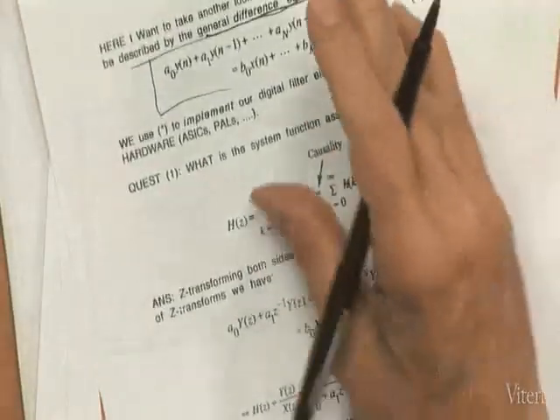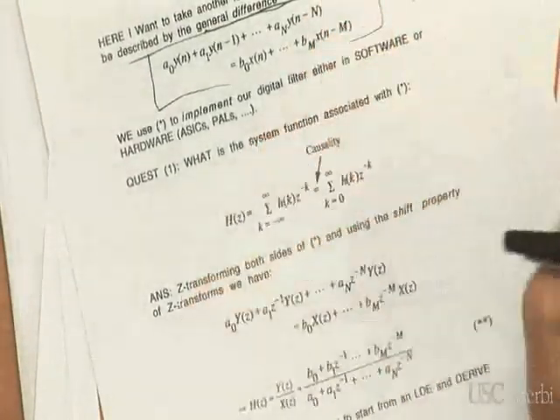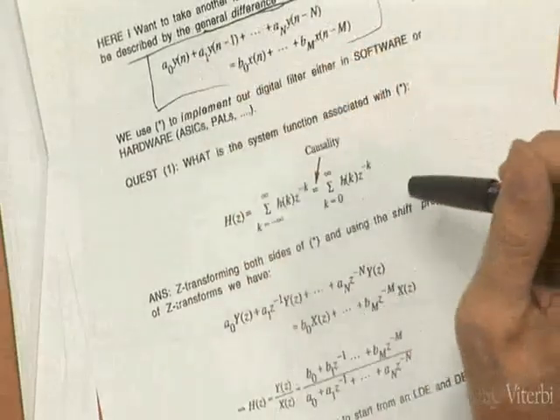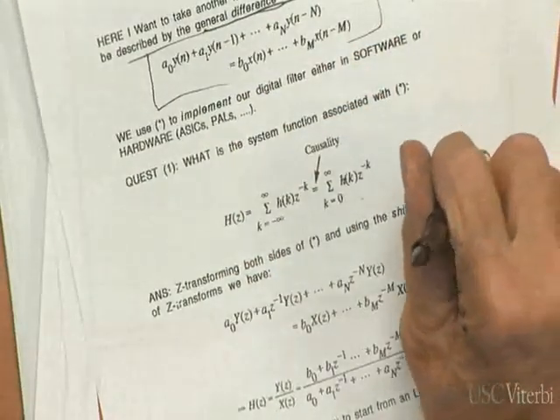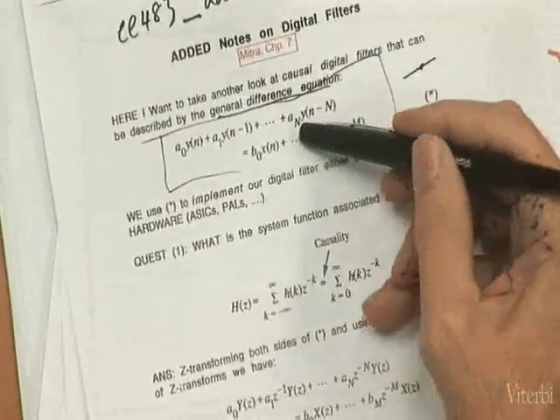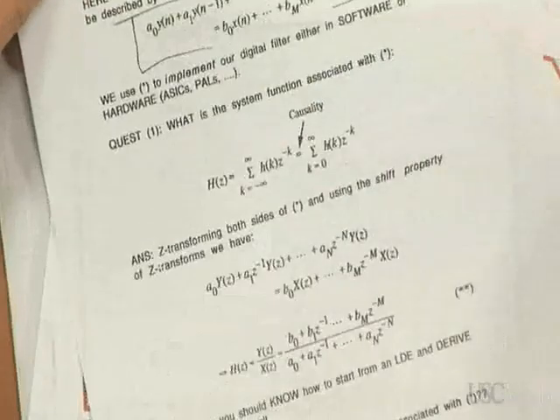So basically, transform domains are very useful in telling you what the filter does and its properties. The time domain is useful for implementing the filter. So you really need to do both. Understand the filters from both points of view.